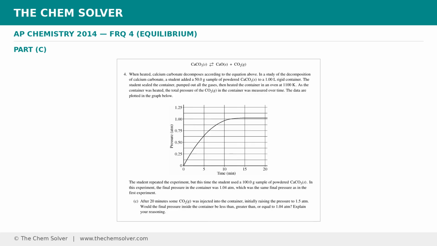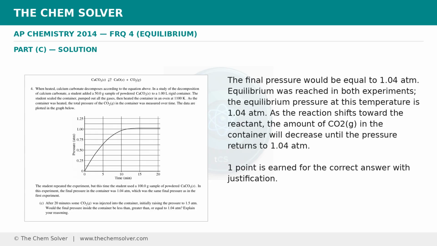After 20 minutes, some CO2 was injected into the container, initially raising the pressure to 1.5 atmospheres. Would the final pressure inside the container be less than, greater than, or equal to 1.04 atmospheres? Explain your reasoning. The final pressure would be equal to 1.04 atmospheres.